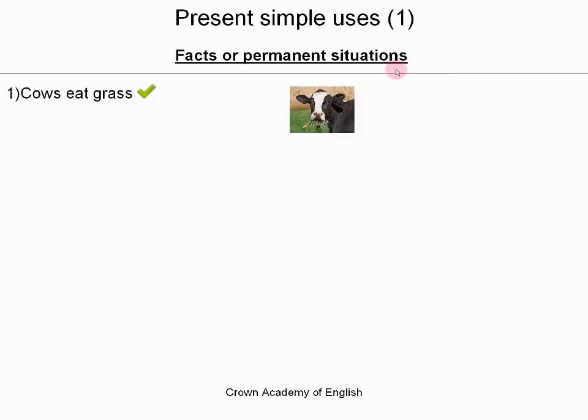Cows eat grass. It's a fact. Cows do not eat hamburgers or cheeseburgers. They eat grass. We are not discussing a particular cow, what a particular cow is doing now. We are talking generally. If we are talking in general about what cows eat, then we use the present simple tense. So we say cows eat grass. We do not say cows are eating grass.